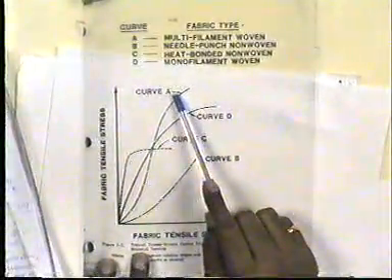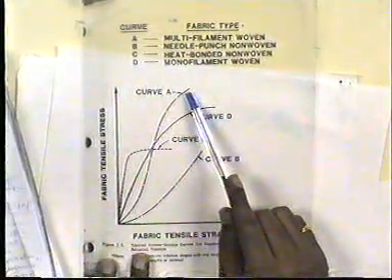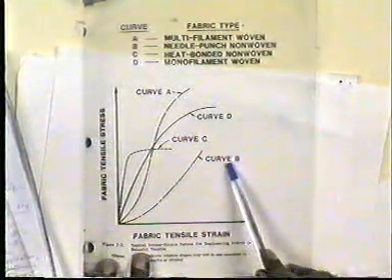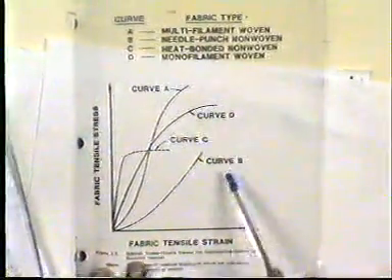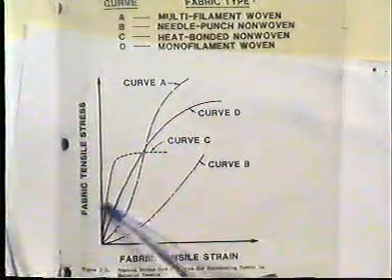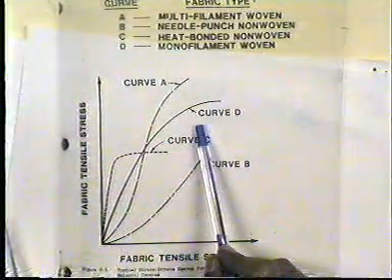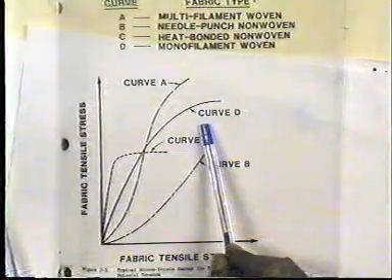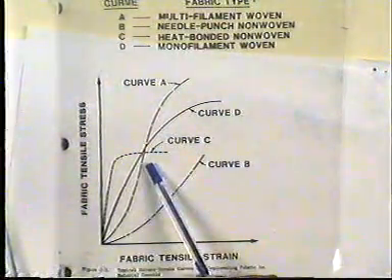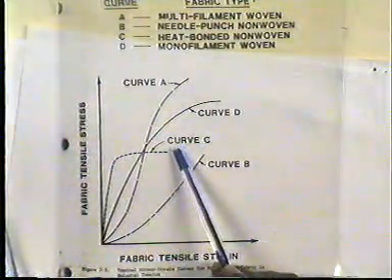It may be multi-filament woven geotextile material or the needle punched non-woven geotextile material, heat bonded non-woven geotextile material, and this curve shows the monofilament woven geotextile material. So this figure shows the stress strain curve of the geotextile material.